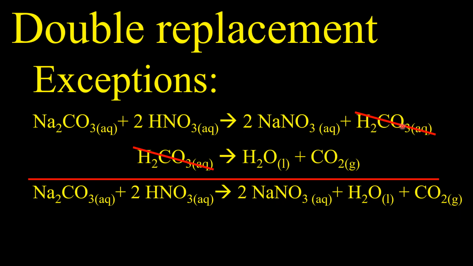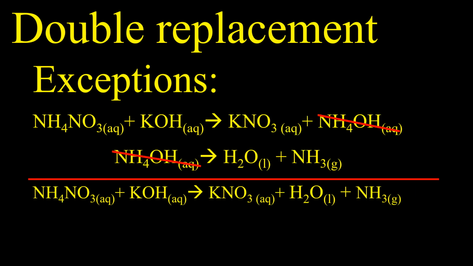But carbonic acid is one of those two exceptions we want you to keep an eye out for. When carbonic acid is present in water solution, it can decompose into liquid water and gaseous carbon dioxide. So if you replace the carbonic acid with the liquid water and the carbon dioxide, you will show that a new liquid and a new gas have been formed, and that would drive this reaction to completion. A chemical reaction would occur.